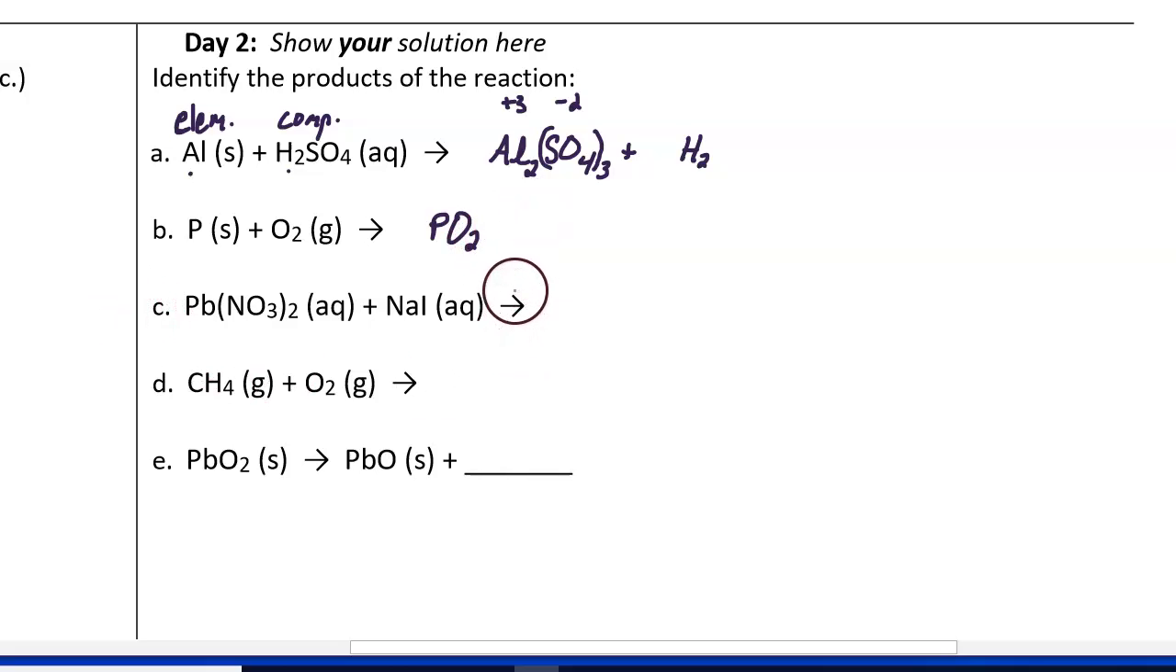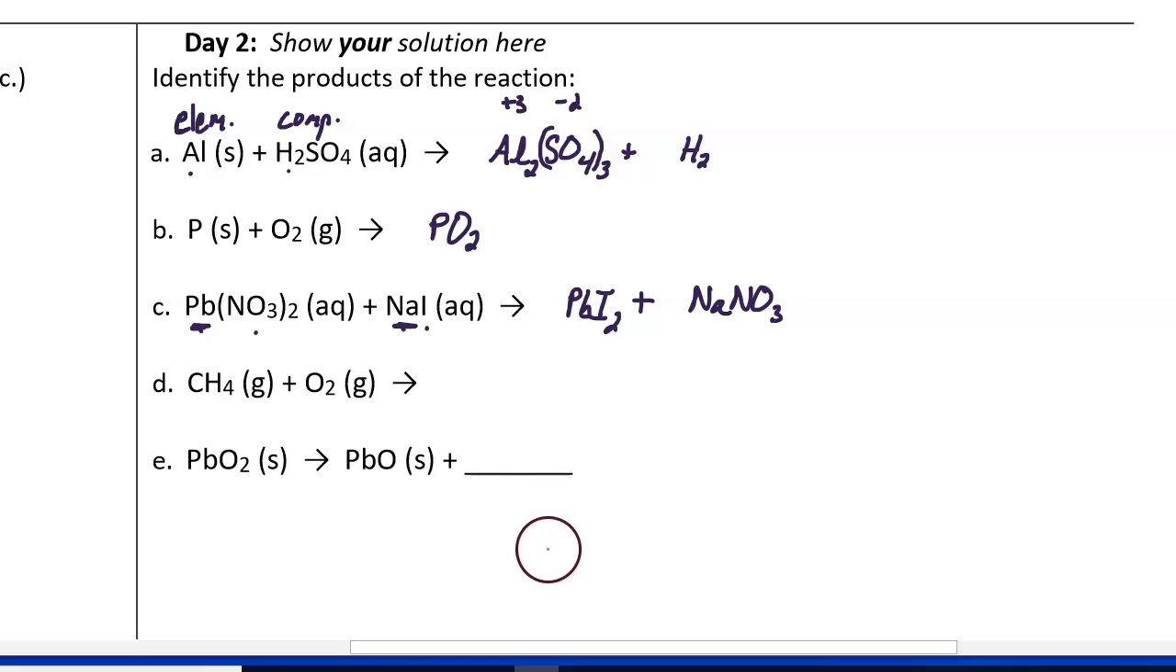Question C. On the left side of this arrow, the reactants are an aqueous compound and another aqueous compound. This has the structure of double replacement, where the Pb will replace the Na. So the Pb is going to bond with the capital I, making lead iodide, PbI2. Then plus, and the Na, the sodium, will bond with the nitrate, making NaNO3.